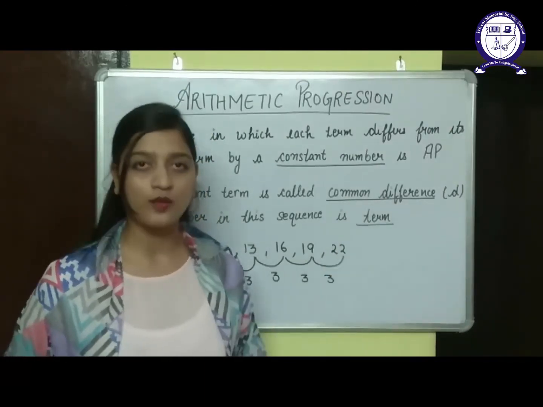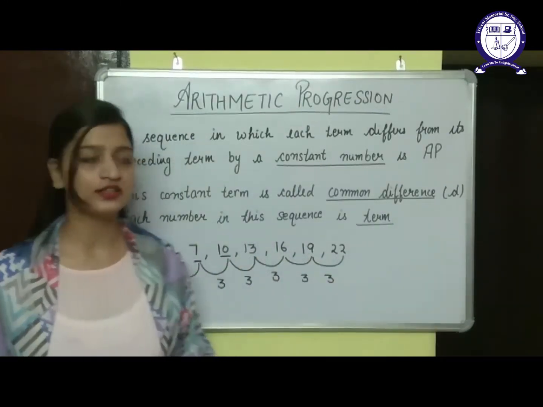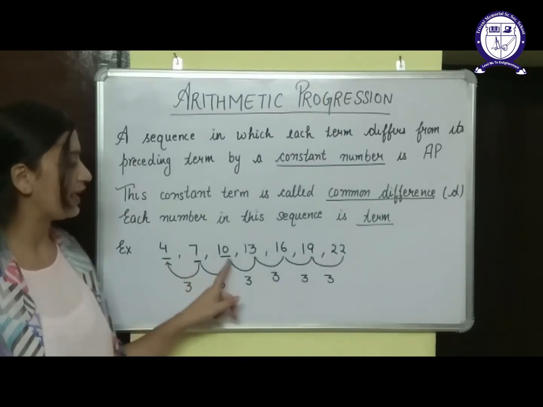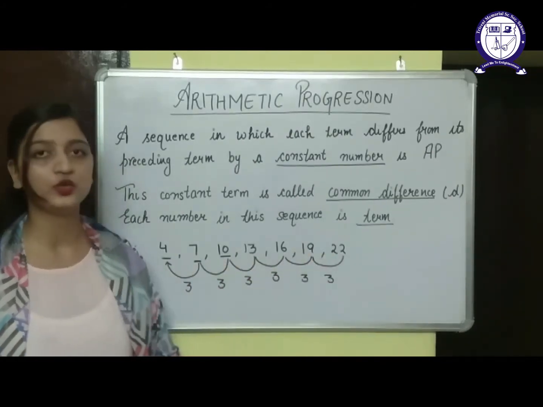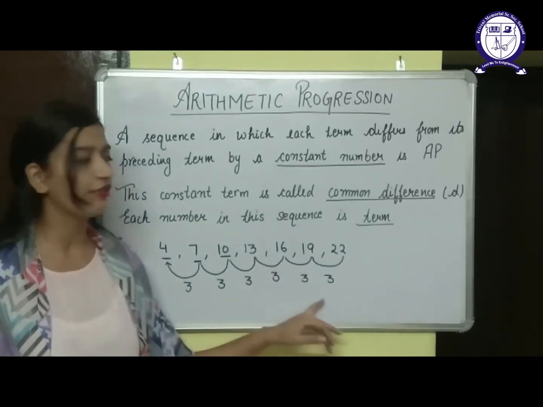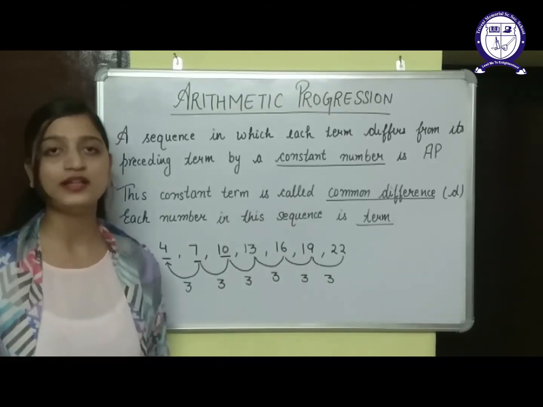So it is called common difference, and each number in this sequence is called a term. That is, if I have this sequence, 4, 7, 10, 13, 16, 19, 22, these are my terms, and this 3, which is the difference between two consecutive terms, is my common difference.